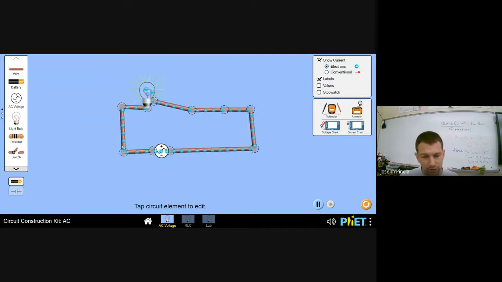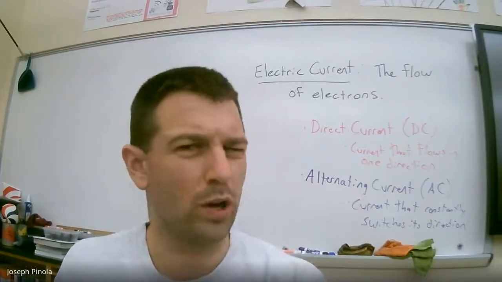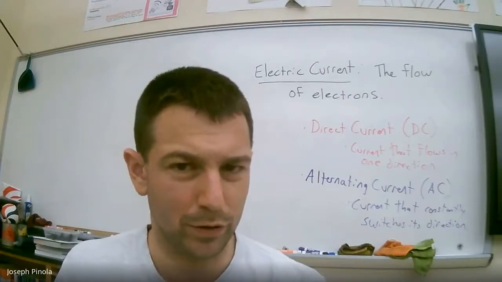So, alternating current means that the current constantly is switching its direction, and that is the current that comes from the outlets in your home, unlike direct current, which came from batteries. Let's take a look at one last thing about current before we move on to another topic.